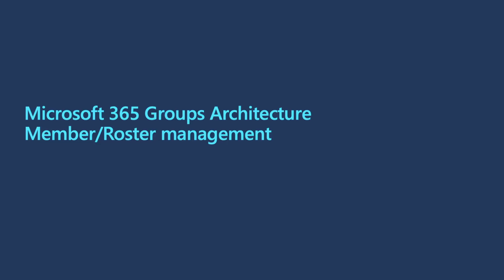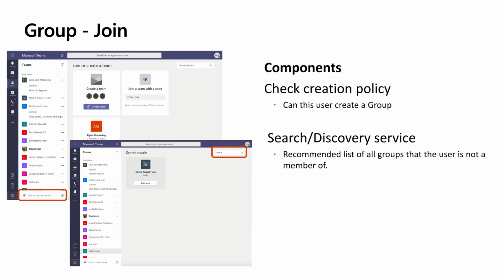So in the first two sections, we saw an overview of how groups are created and what the life cycle of a group is. Now in the third section, let's talk about member management. When we talk about member management, the first experience a user has is discovering and joining groups. So here, let's take a look at the experience when the user tries to join a group.